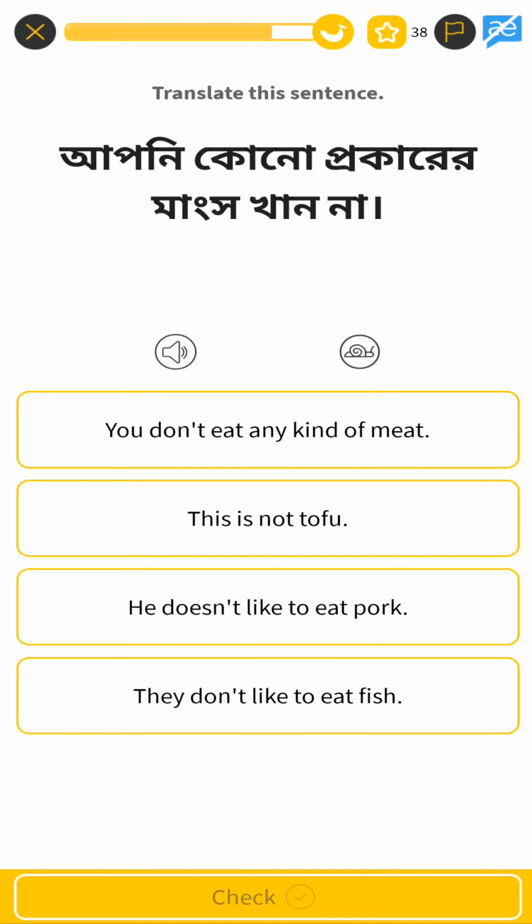Apni kono prokarer mangsho kana. So without looking at the options, that is you. Oh, that's any kind of meat, isn't it? So kono prokarer mangsho is any kind of meat. So it's you don't eat or don't have any kind of meat. You don't eat any kind of meat. There we go.